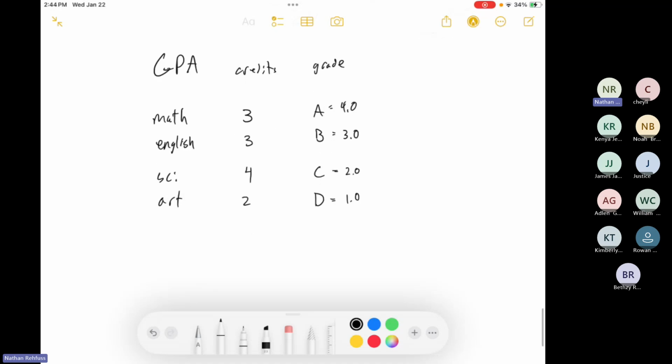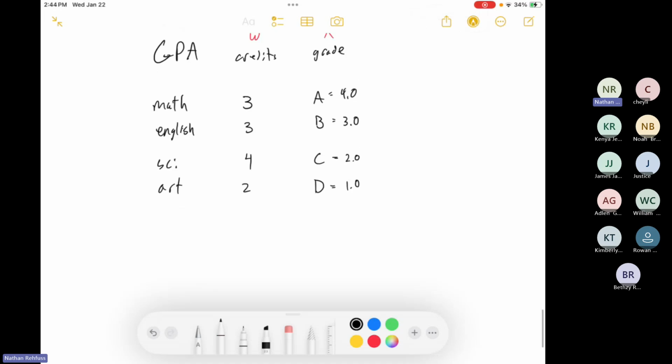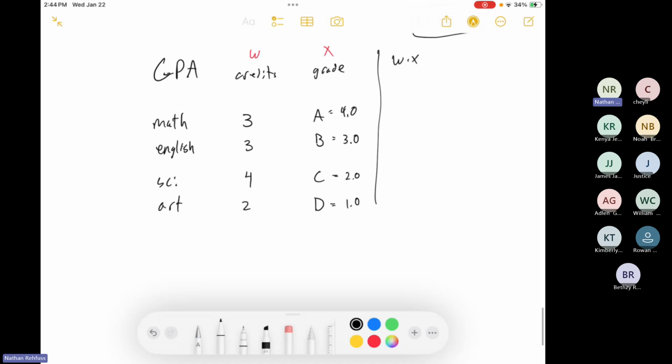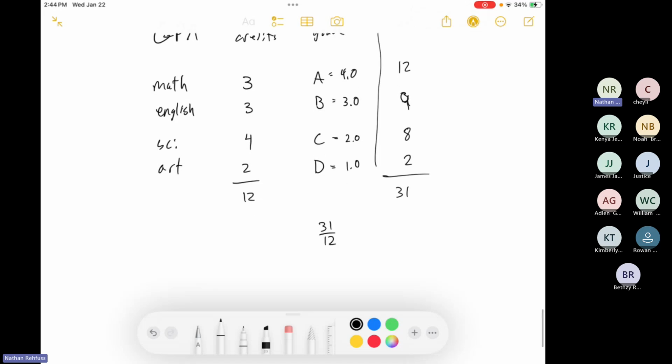So when I get my GPA, the way I actually calculate it, again, is with a weighted average. The grade is our X and the credits are our W. So we're going to do multiply W times X. I have 3 credits worth of 4.0. I have 3 credits worth of 3.0. That's 9. 4 credits of 2.0, and 2 credits of 1.0. So all of my quality points, W times X, those are going to add up to 12 plus 9 plus 8 plus 2 is 31. I have 31 points in this column. And then what I do with those is I have 12 credits, so I do 31 divided by 12, and that's my actual GPA.